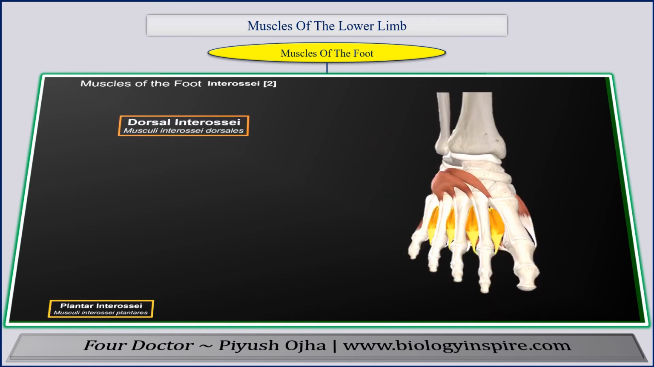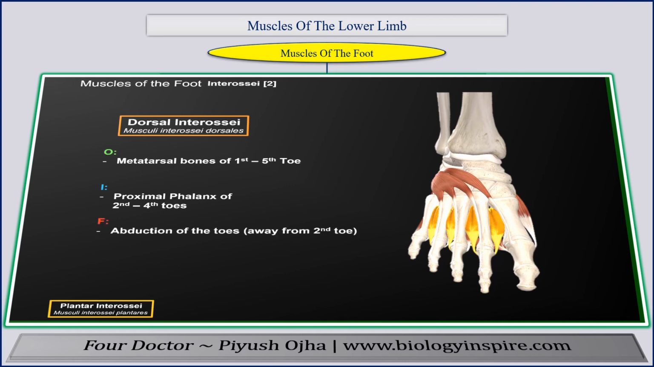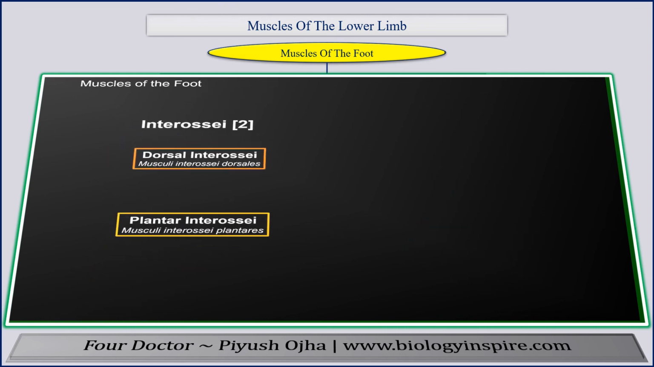Then we have the dorsal interossei muscles. There are 4 dorsal interossei muscles located in the 1st to the 4th interossei spaces between the metatarsals, as you see here. They originate between the metatarsals of the 1st to the 5th toes, and they insert at the proximal phalanx of the 2nd to the 4th toe. So when these muscle fibers contract, they abduct the toes, as you see here, basically pulling them away from the 2nd toe. Awesome. So that is these 2.